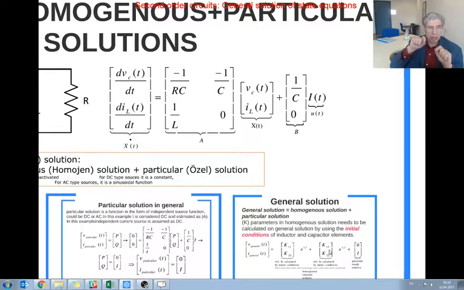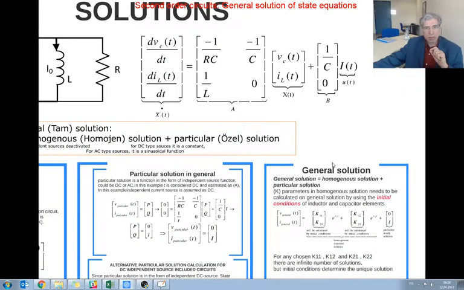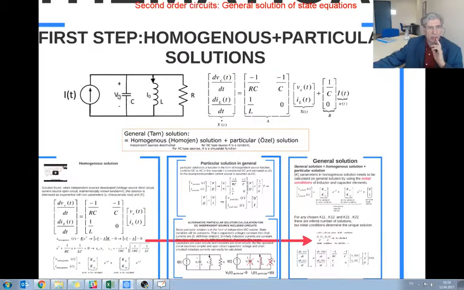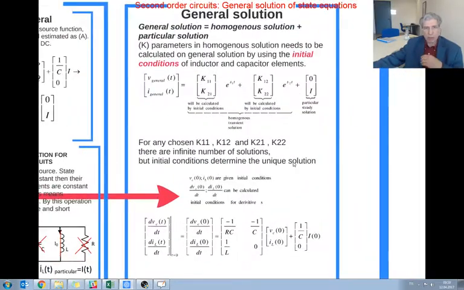The answer depends on your circuit's initial conditions. We are going to calculate these k values by using the initial conditions, which are the capacitor voltage value when t equals 0, and the inductor current value when t equals 0, that is V0 and I0. So by using these initial conditions, we will be calculating the k's here. But we have two initial conditions, and four unknowns in this general solution. What are we going to do?